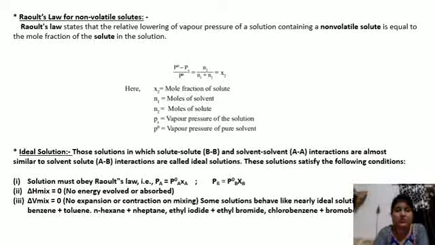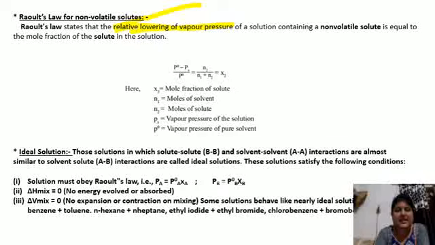So according to Raoult's law for non-volatile solute, the relative lowering of vapor pressure, I repeat it again, the relative lowering of vapor pressure means the decrease in vapor pressure, that is equal to the mole fraction of solute. Okay? The formula is (P naught A minus PS) upon P naught is equal to N2 upon (N1 plus N2). Okay?